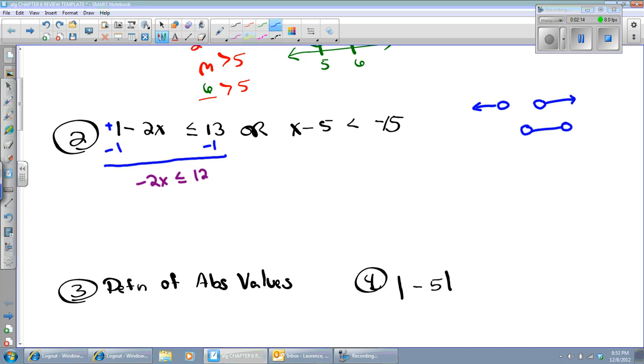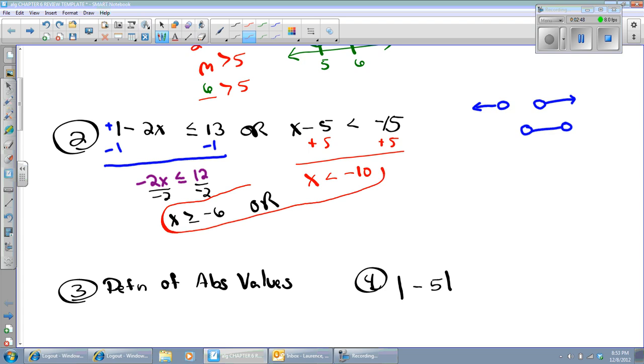And then I will divide by negative 2. X is going to be greater than or equal to negative 6. There's where flipping the inequality came in. Or, and of course over here I'll have to add 5 to both sides. And I'll have x is less than negative 10. And so this is my solution here.